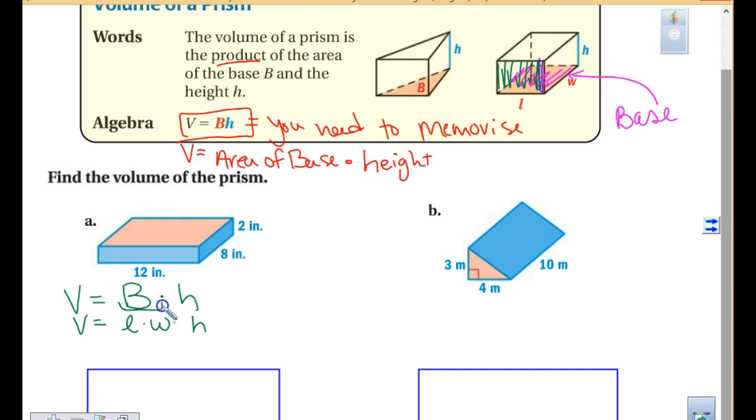This is my base, right? My base is a rectangle. It has length and width. We are now going to write in our numbers. So when we take this test and you have a quiz on this, this is going to be my 1 point.